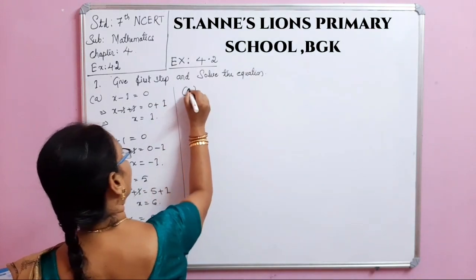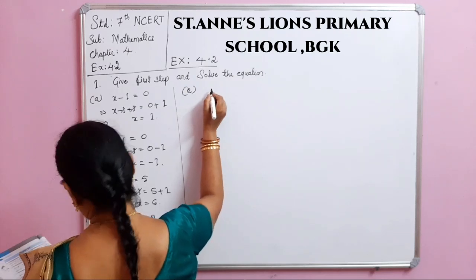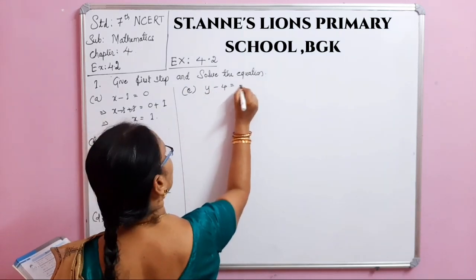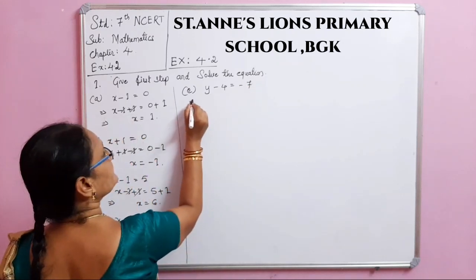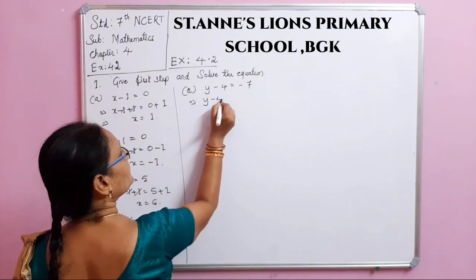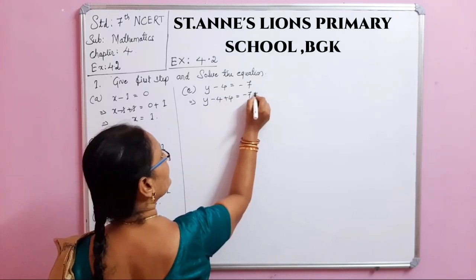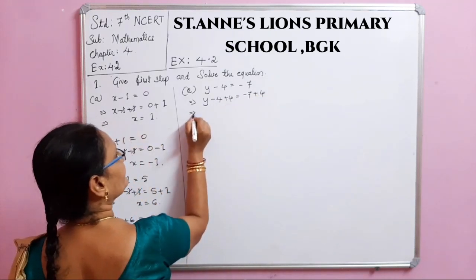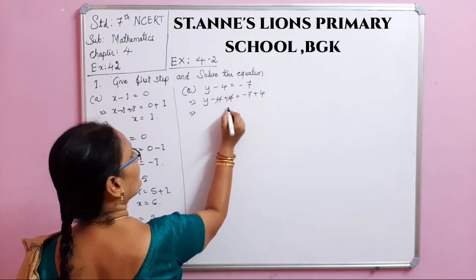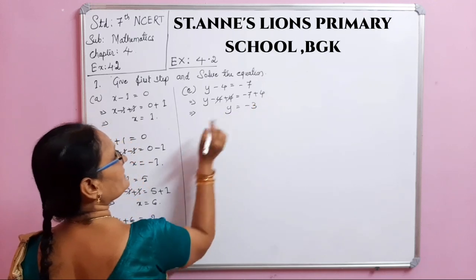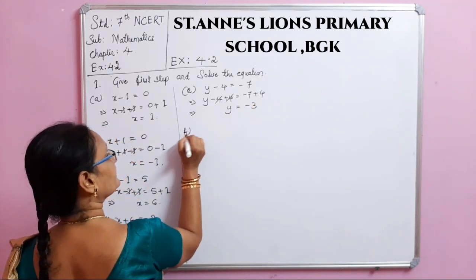Next, y minus 4 is equal to minus 7. See here, y minus 4 is there. So, what do we have to take? Plus 4. Here also minus 7 plus 4. Minus 4 plus 4 gone. y is equal to minus 3. Minus 7 plus 4, the bigger number's sign will come.